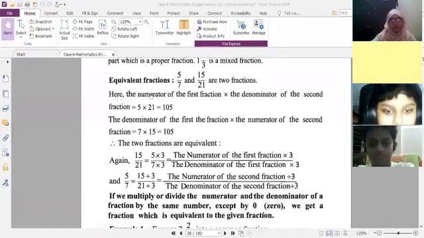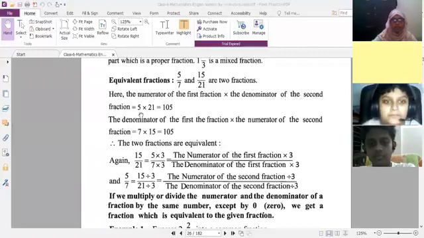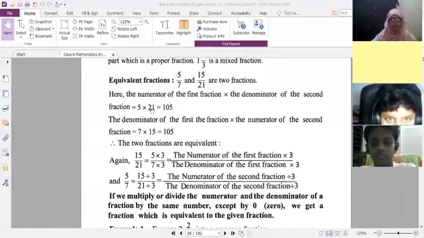Here the numerator of the first fraction into the denominator of the second fraction is equal to 5 into 21, which is equal to 105.